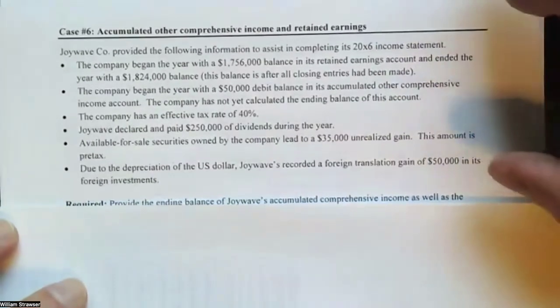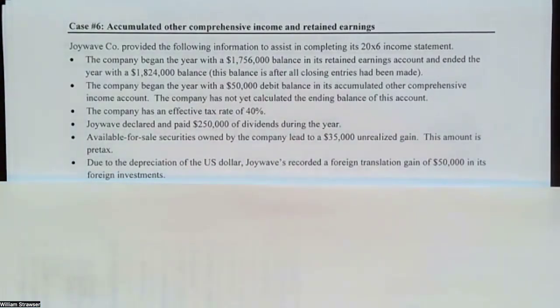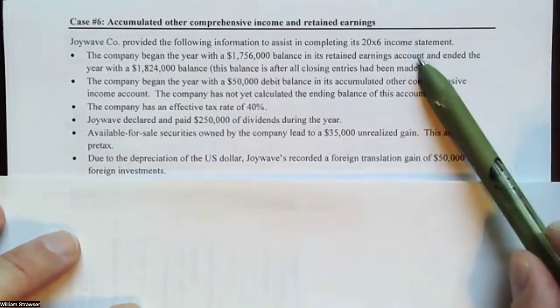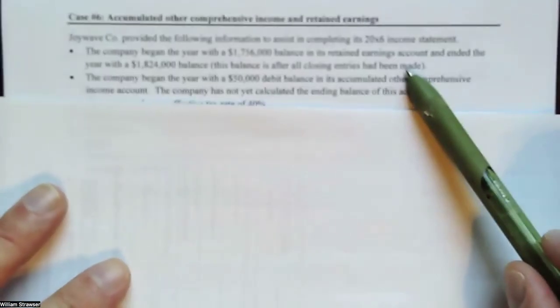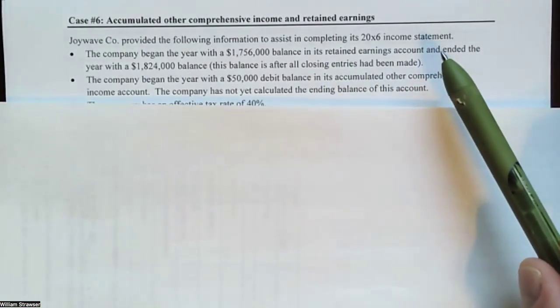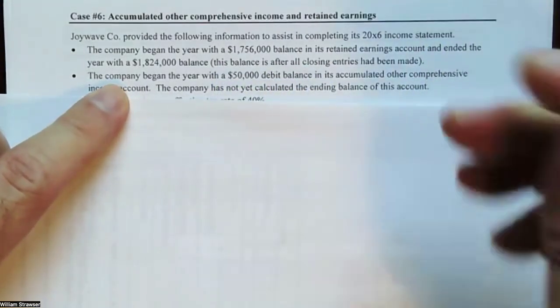All right, so I want to do case six, which is really just an example of applying OCI ideas to an income statement to develop how OCI ties into the accumulated other comprehensive income, while net income ties into retained earnings. So Joywave has the following information completing its 20x6 income statement. It began the year with a $1,756,000 balance in its retained earnings account and ended the year with a $1,824,000 balance after all closing entries had been made.